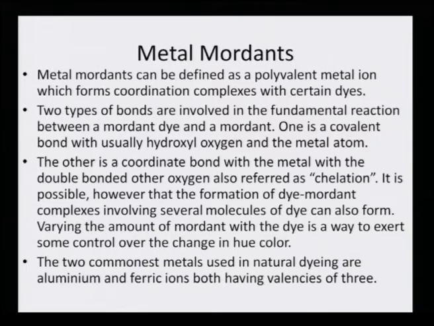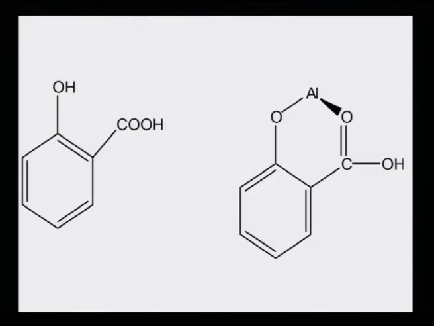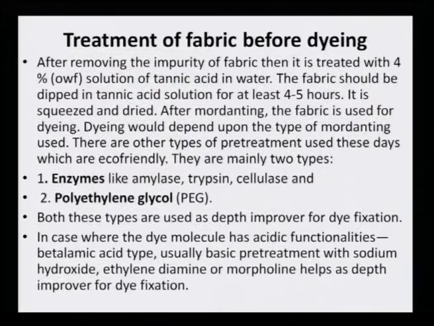Varying the amount of mordant with the dye in a way exerts some control over the change in hue color. Hue color is the shade color. The two commonest metals used in natural dyeing are aluminum and ferric ions, both having valencies of 3. So, you see, if we have a simple hydroxycarboxylic acid, and if aluminum is attached, this is how the Al-O and the Al-O, this is a coordinate bond and this is a covalent bond that occurs in the molecule.